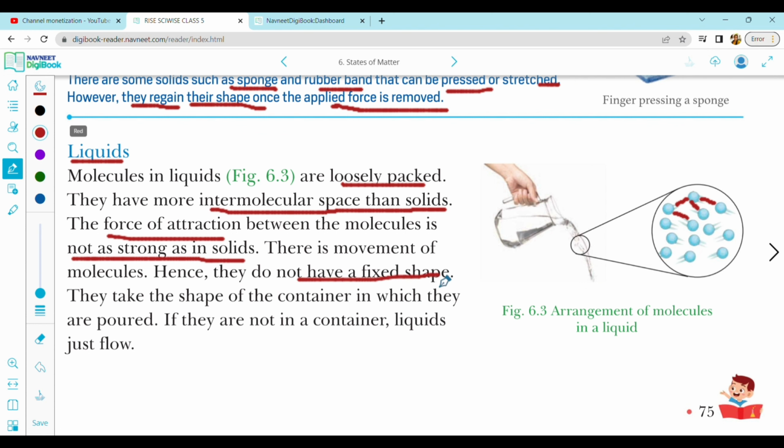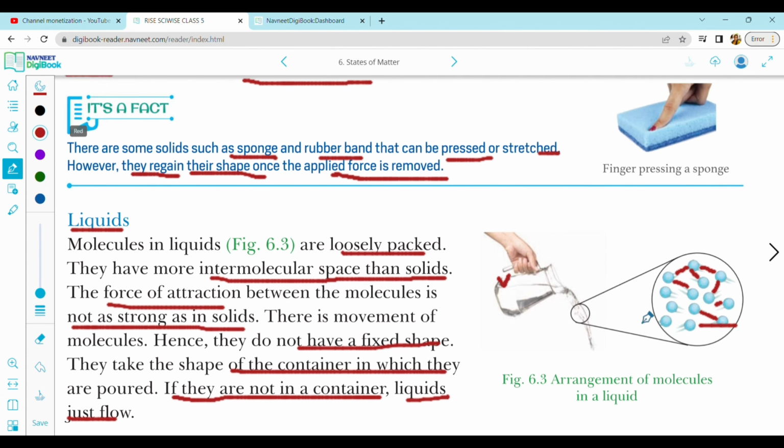They do not have a fixed shape. They take the shape of the container. See, if the water is poured in this jug, it will take the shape of the jug, and when it is just kept in the glass, it will take the shape of the glass, right? Or if there is no container, the liquid just flows. Clear? You can see the arrangement of the molecules in liquid. These molecules are far apart from each other.